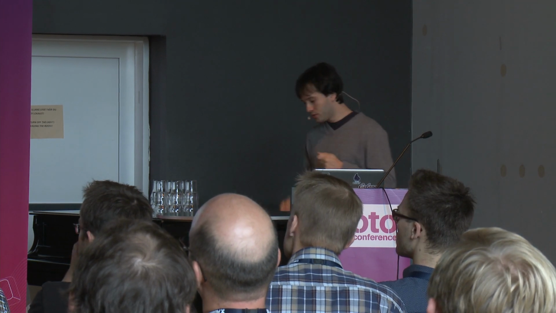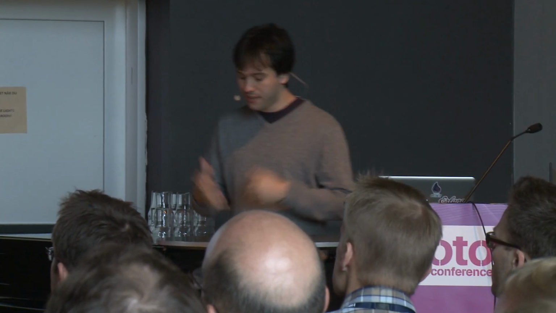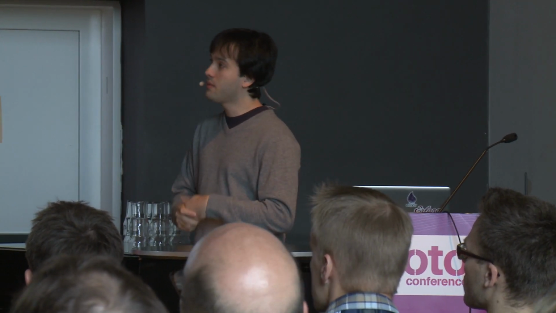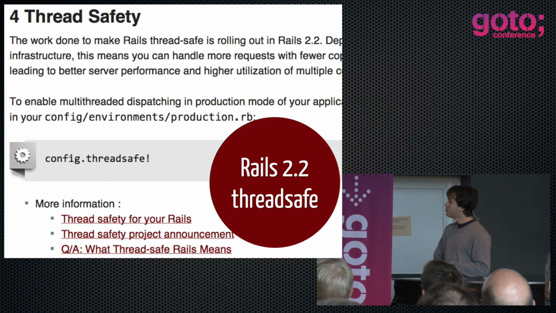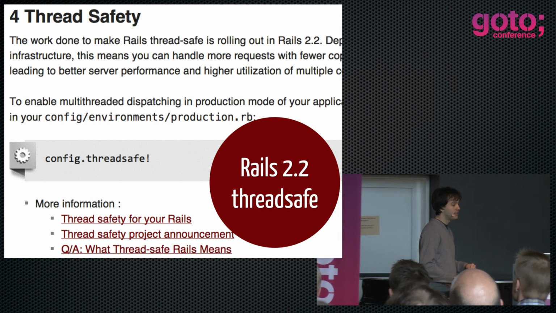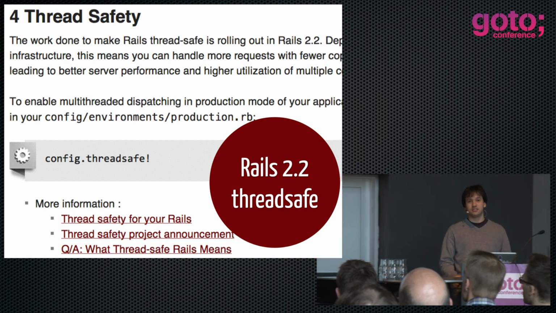So let's get started. To talk about how Elixir came to be, a little bit of the history, we need to go a little bit back in time. I'm also on the Rails core team, the Rails web framework. Quite some time ago, at this point 2007 or 2008, we had a Rails 2.2 release. And one of the big things in this release was that Rails is finally thread safe.